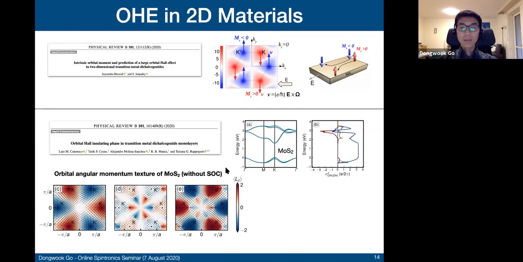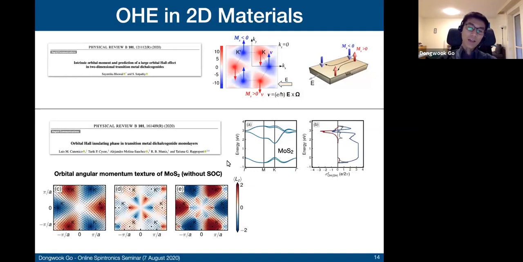So in this paper, they explain the origin of the orbital Hall effect in terms of orbital texture, or rather orbital moment texture, because inversion symmetry is broken. And this exists even without spin-orbit coupling. So the orbital Hall effect in MoS2 also doesn't depend on spin-orbit coupling.